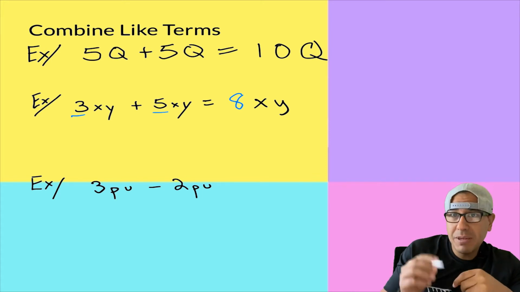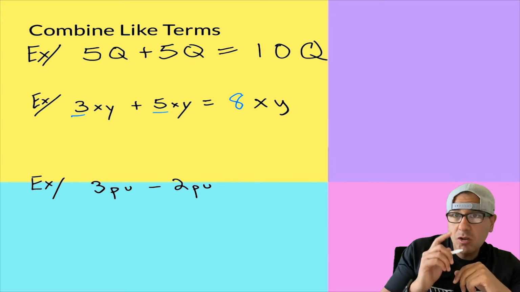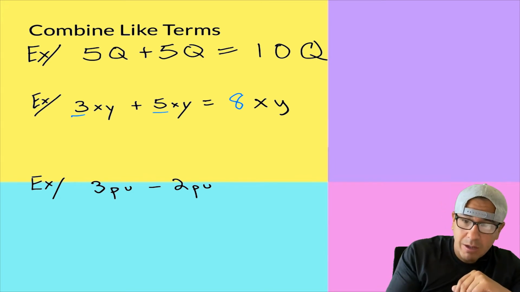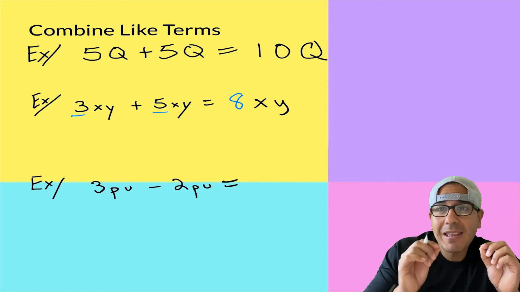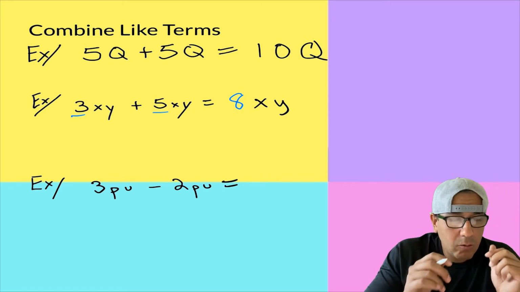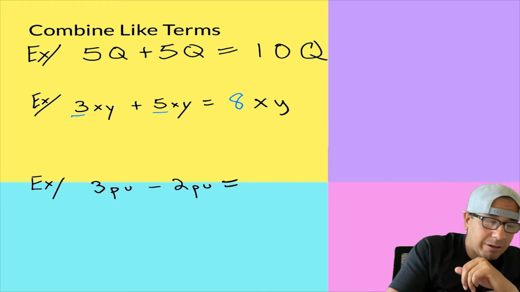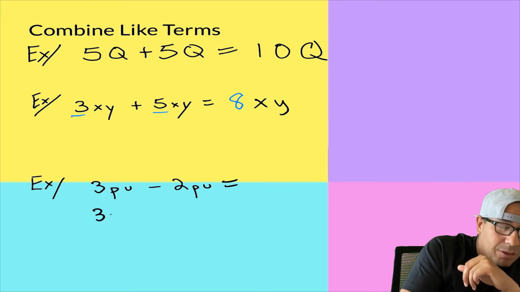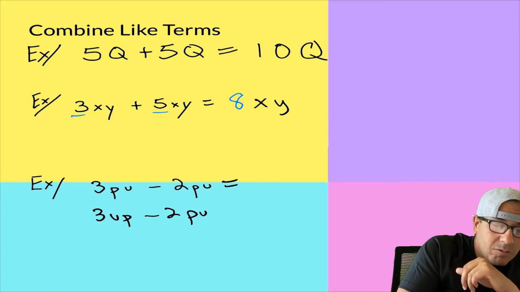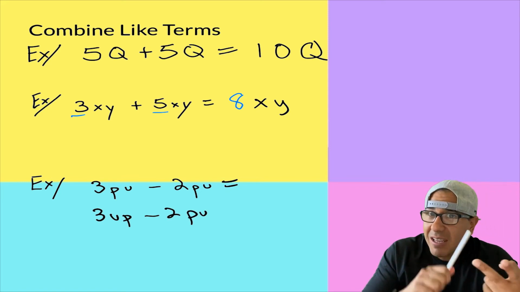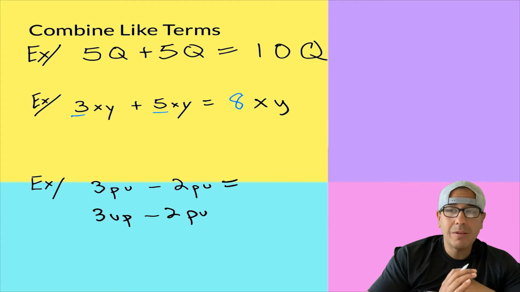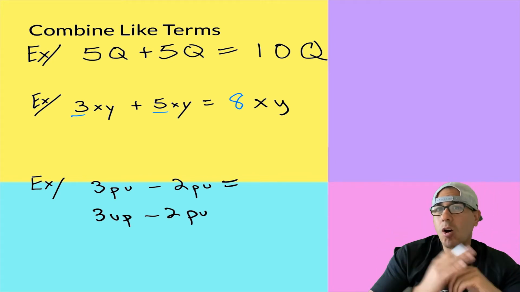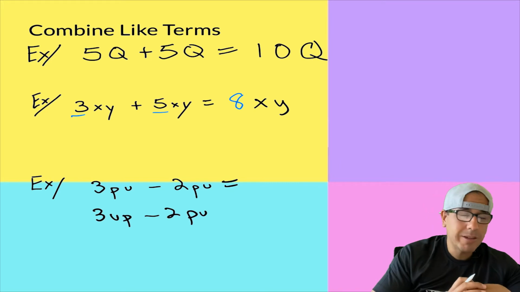So 3pu minus 2pu, all right? Again, you ask yourself, are those like terms? And again, the order doesn't matter. What do you mean, Dr. Math, the order doesn't matter? So if I were to say 3up minus 2pu, as long as they both have a p and a u, the order doesn't matter. They're like terms, right? Write that down. This is gold. I can't be giving you all my secrets.